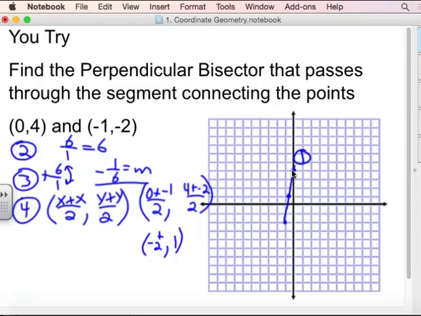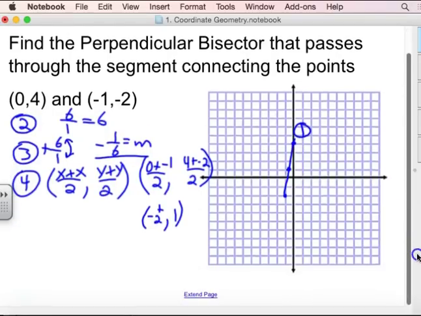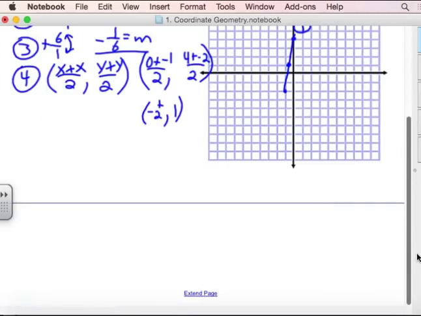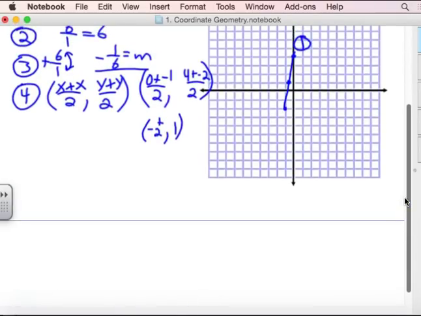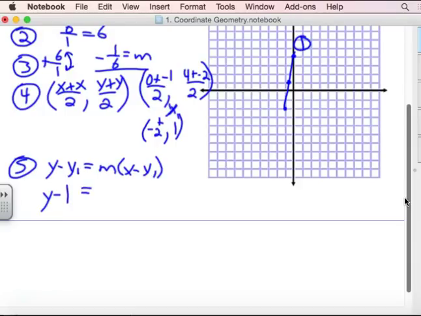All right, so last step, and the most tricky one, is to take that point and that slope and put them into point-slope form. So remember, point-slope form is y minus y1 equals m times x minus x1. So we're going to plug in the point that we use for x1 and y1 and the slope that we found in step 3 for the slope, m. So y minus the y coordinate was 1. So y minus 1 equals m, which was negative 1/6, times x minus the x coordinate, which was negative a half. So we minus a negative, which makes it into a plus.